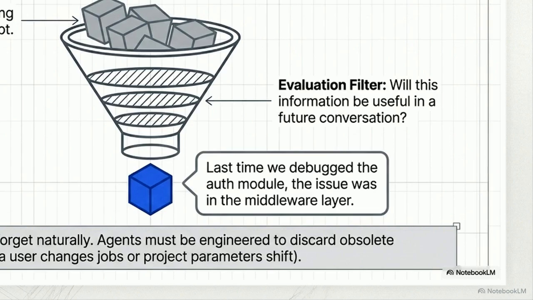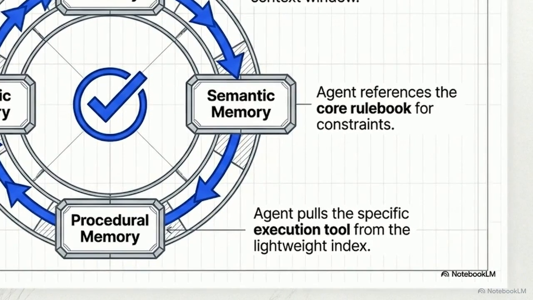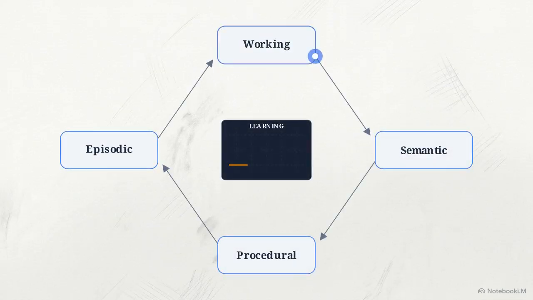These four memories form an interaction cycle. A task arrives in working memory, the agent references semantic constraints, pulls a tool from procedural memory, and logs the outcome in episodic memory. Test yourself. Which memory types does a basic thermostat need versus a password bot? A true agentic workflow operates as a continuous loop where all available memory systems interact to execute, evaluate, and learn from a single task.